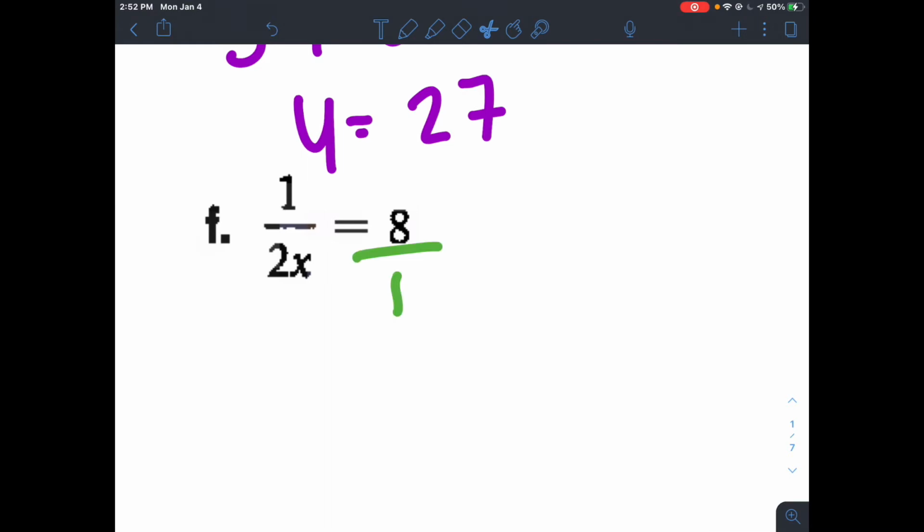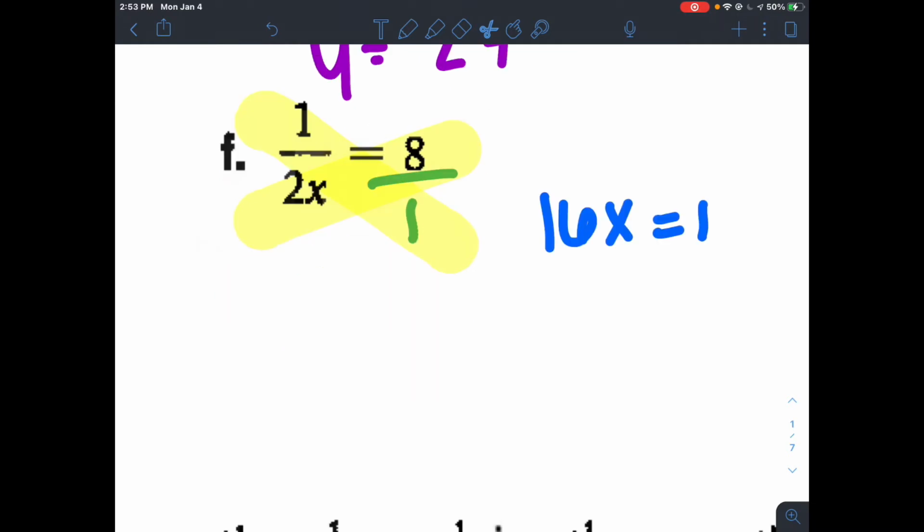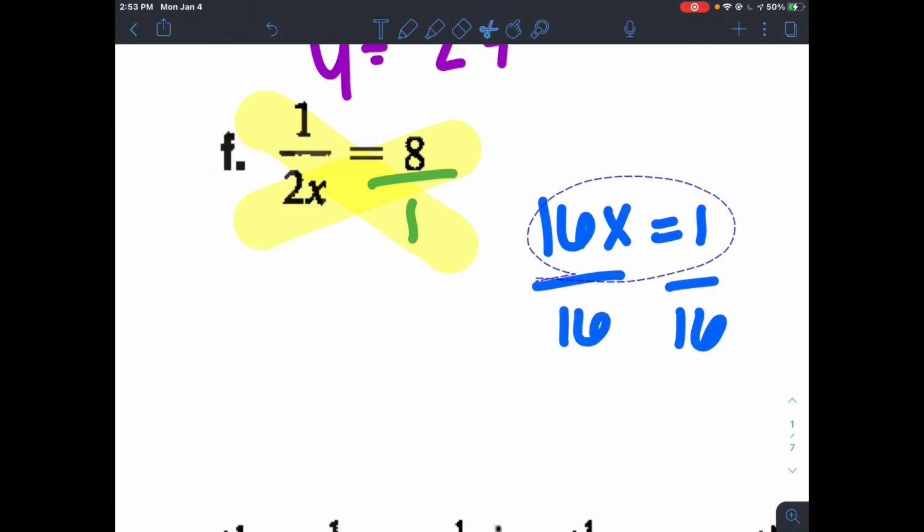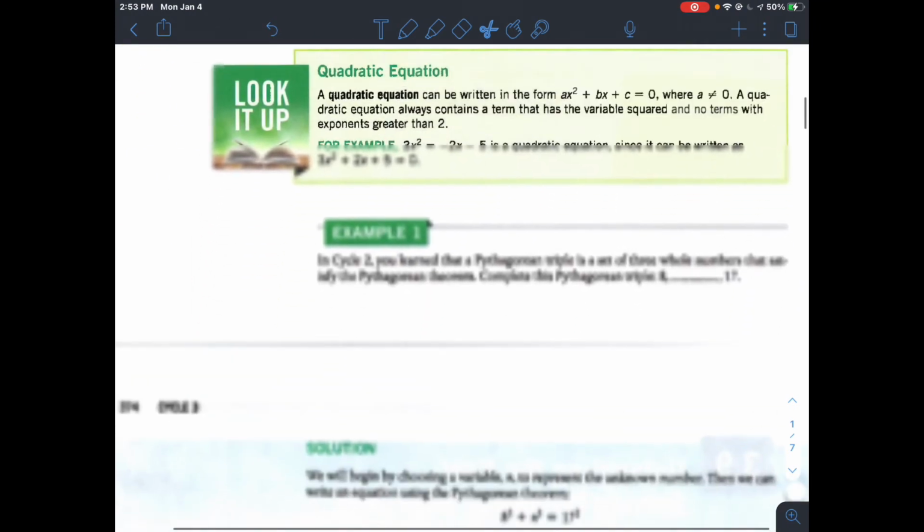And then the last one, again, I'm going to change that 8 into an 8 over 1 so that I can cross multiply. And I'll have 2x times 8 equals 1 times 1, and we'll get 16x equals 1. We'll divide both sides by 16, and so x equals 1/16.